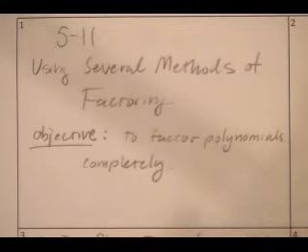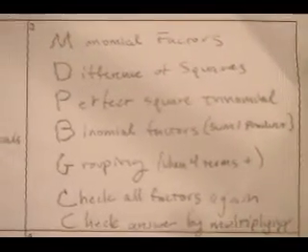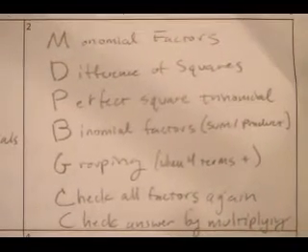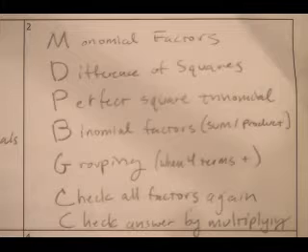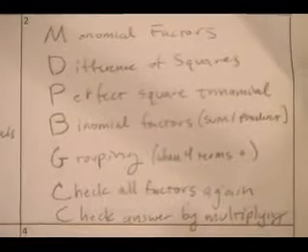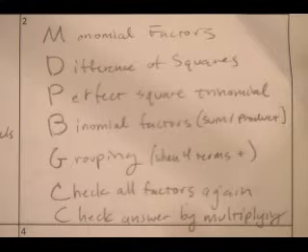We use several methods of factoring. We want to factor polynomials completely. So we make kind of an order of operations for how we're going to do these things. We're going to first do our monomial factors, then check for difference of squares, then perfect square trinomials, then binomial factors, that's the sum product. Then we check grouping when there are 4 or more terms.